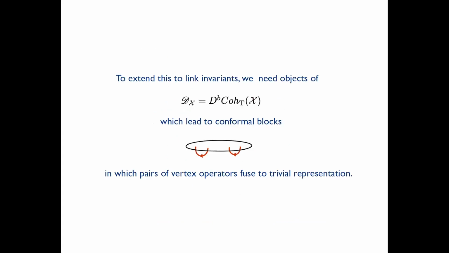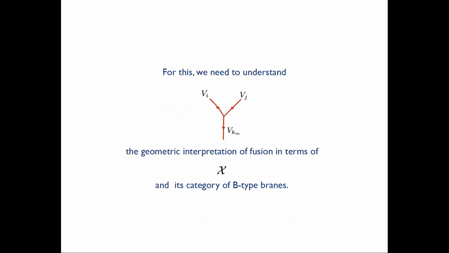So to extend to link invariants, you'd like to find objects in the category of branes that lead to conformal blocks in which pairs of vertex operators fuse to the trivial representation. For this, you'll need to understand the geometric interpretation of fusion in the category of branes.